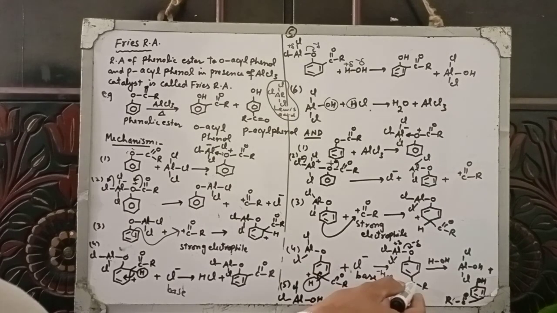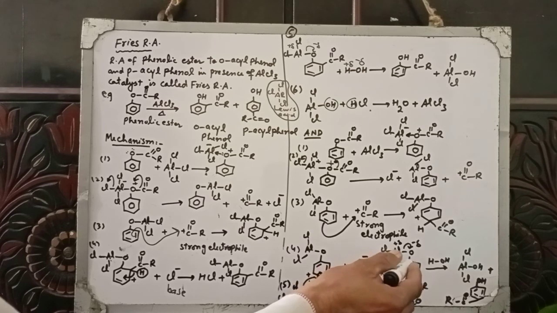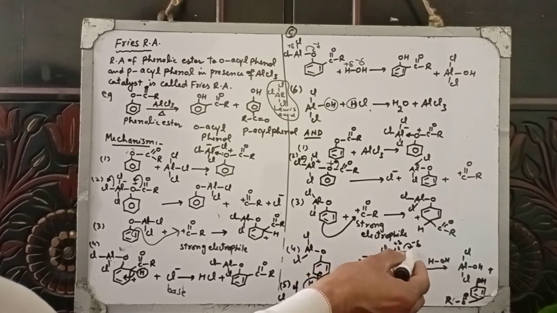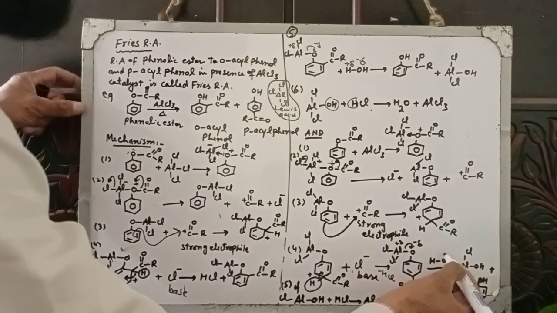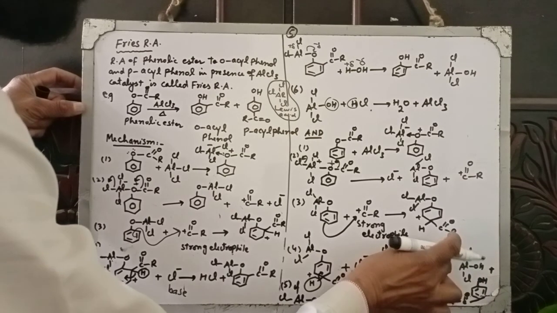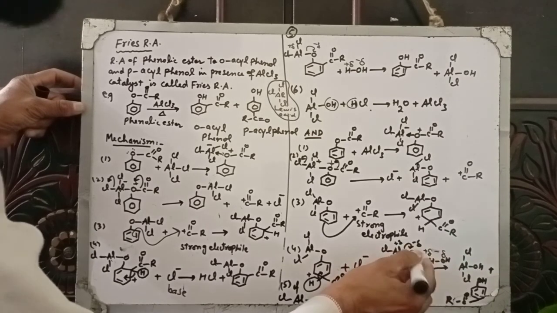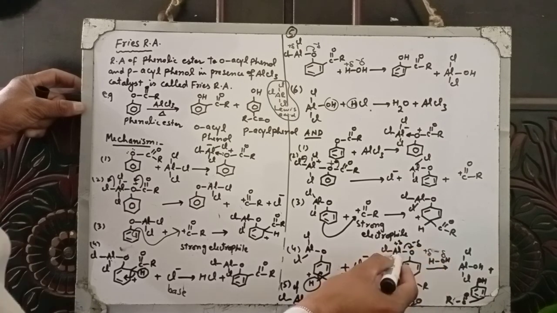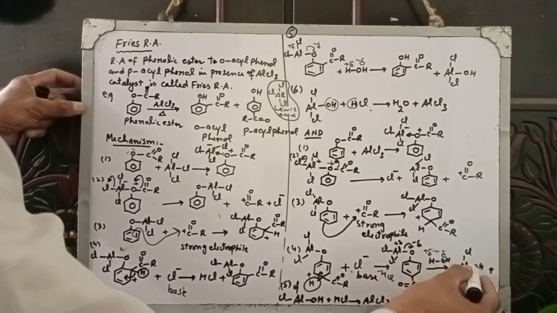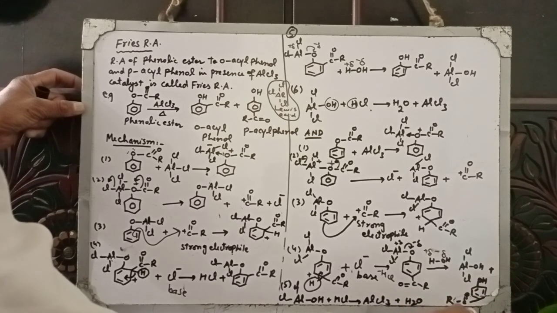Now on the para position the acyl group is attached, and oxygen is attached to the aluminium and two chlorides. Now this oxygen will withdraw electrons towards itself and, with water, protonation will occur. This is partial negative OH, like the first step we have already mentioned. This H positive will combine with oxygen and OH with the aluminium. Hydroxy aluminium chloride will be generated and then para-acyl phenol will be formed.